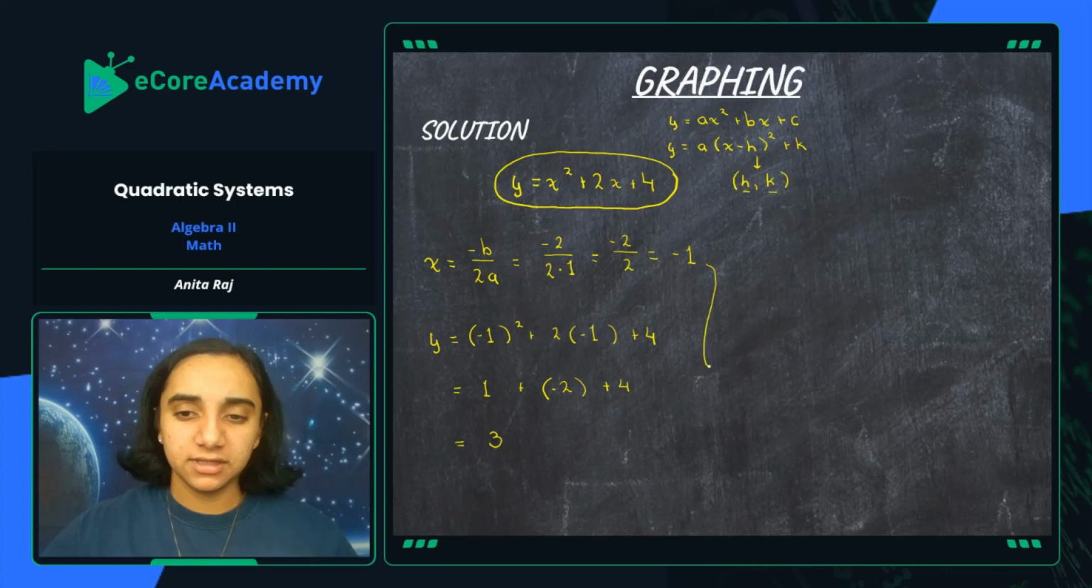If you combine these together, we can see that the coordinate for the vertex is equal to our x term and then our y term, which is negative 1, 3.